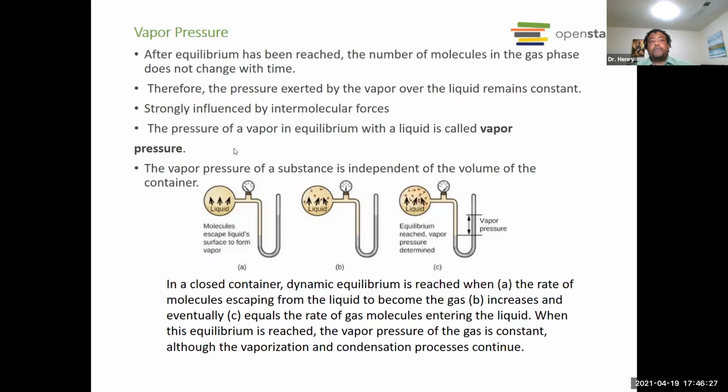Okay, so after a vapor pressure reaches equilibrium, the number of molecules that are going into the gas phase aren't going to change. So ultimately, the number that are there in that gas phase are going to stay consistent, and that's part of reaching that equilibrium state. So the external pressure that's placed on vapor over liquid is going to remain constant. That's going to be in a closed system. Okay. And then again, this is going to be strongly influenced by intermolecular forces.